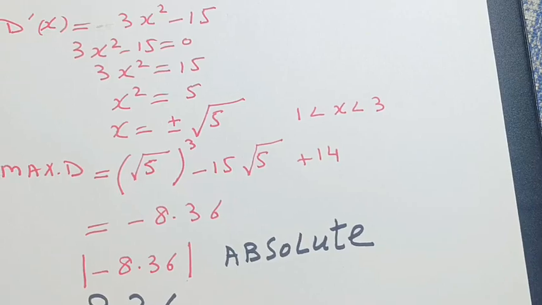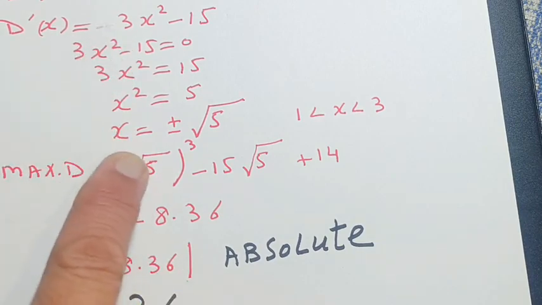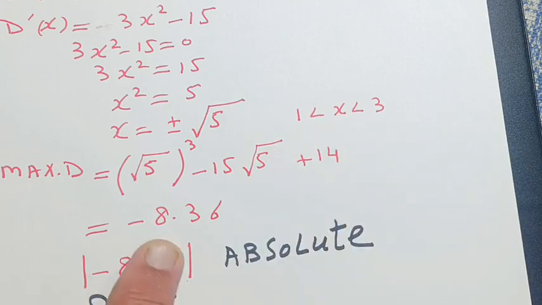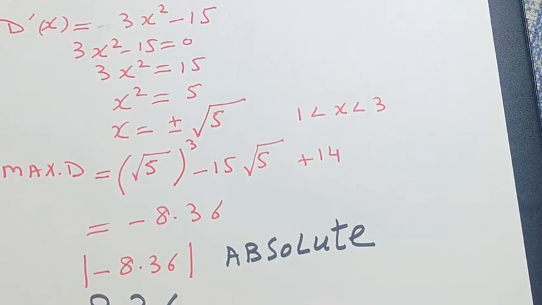So then this is my equation, and I take the first derivative. I apply the first derivative, I find the x value, by the interval between 1 and 3. So this time my answer is going to be negative 8.36. The maximum distance can't be negative. So I apply absolute, or two vertical bars, or you can say modulus, and this means the negative becomes positive, because the absolute value of negative 8.36 is positive 8.36.